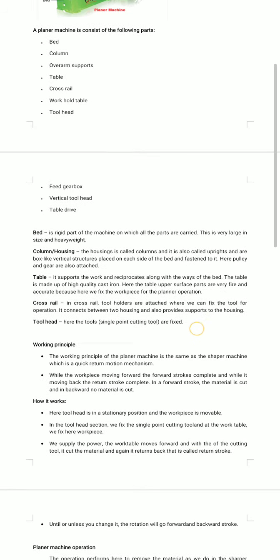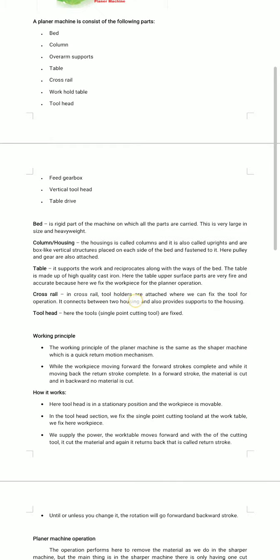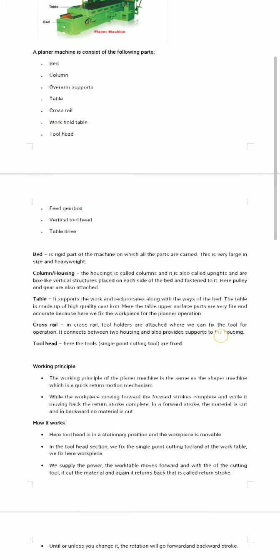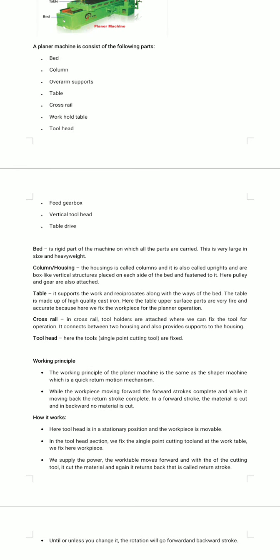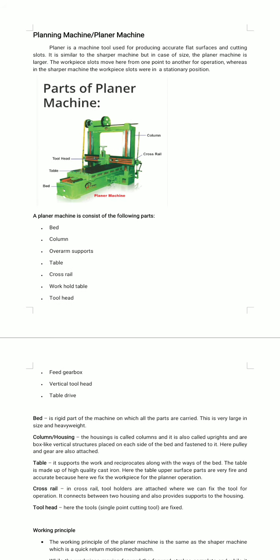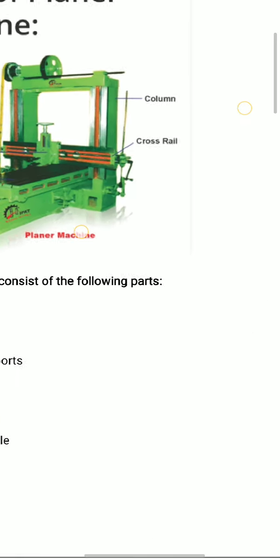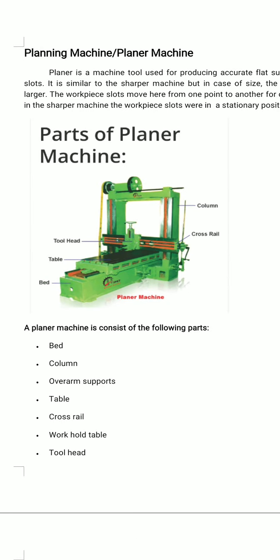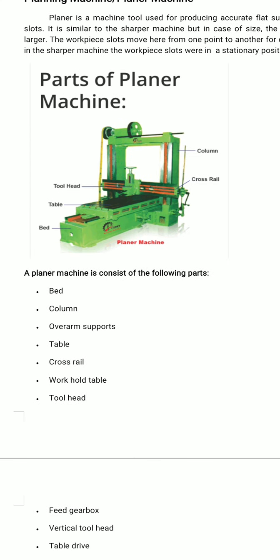Number 4, cross rail. It is a rigid cast iron box-like casting that connects the two housings. It provides additional rigidity to the machine. The cross rail may be moved up and down on the face of the housing by means of an elevating screw and can be clamped at any position, and it is parallel to the top surface of the table. The front face of the cross rail is provided with accurately machined guideways for cross-feeding the tool head saddle.